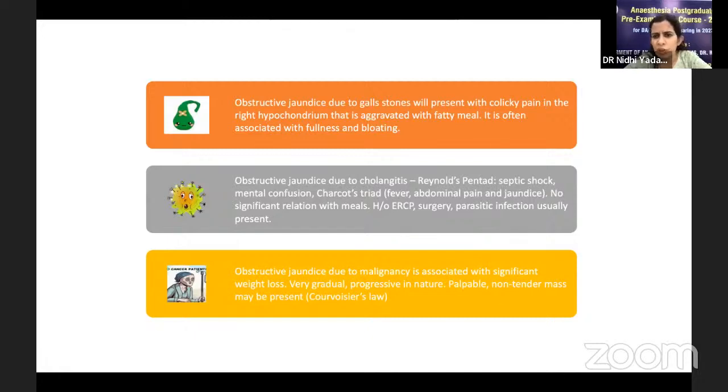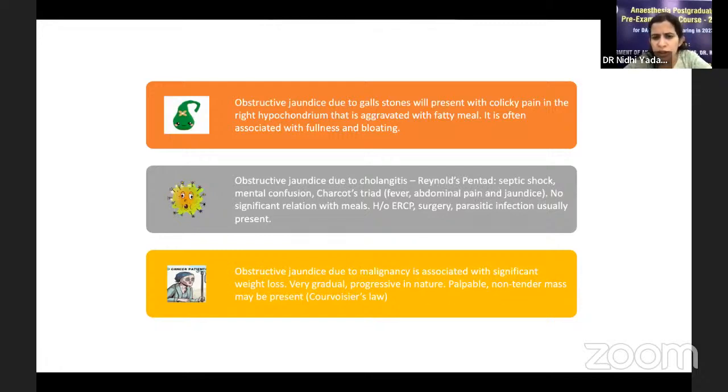Obstructive jaundice due to cholangitis: the patient presents with Reynolds' pentad, which includes septic shock, mental confusion, fever, abdominal pain, and jaundice. The triad of fever, abdominal pain, and jaundice is also known as Charcot's triad. There's no significant relation with meals. The patient may give a history of ERCP, surgery, or parasitic infections.